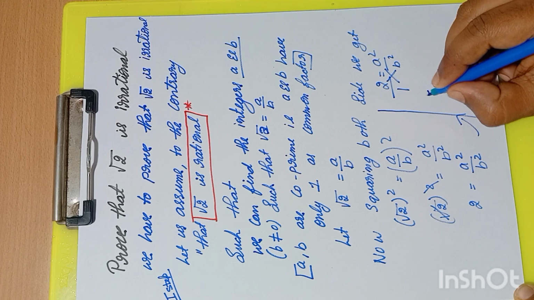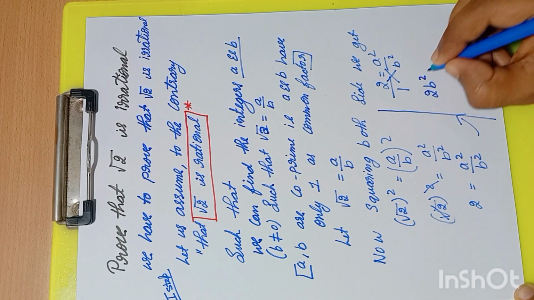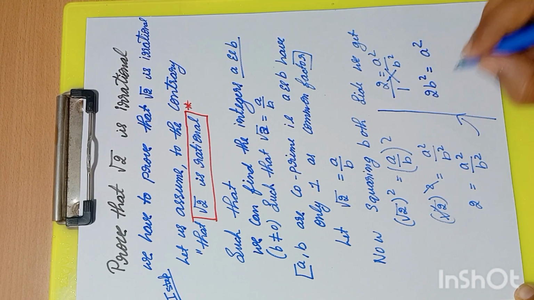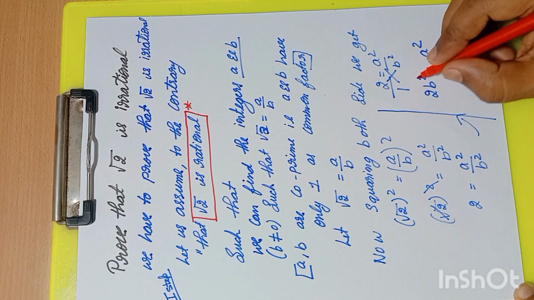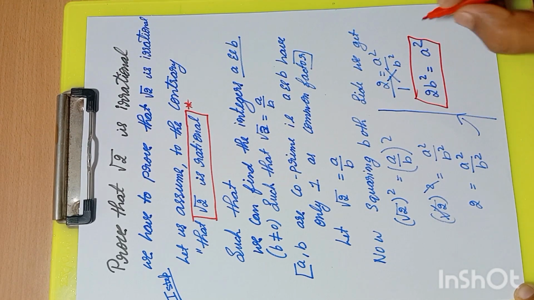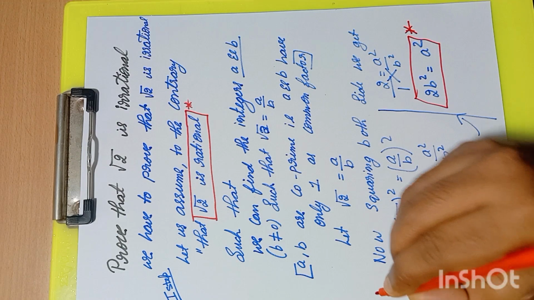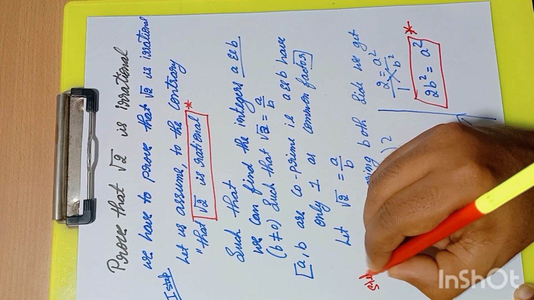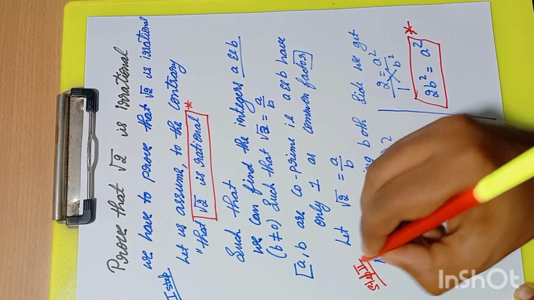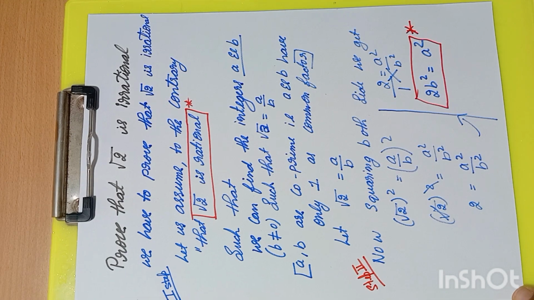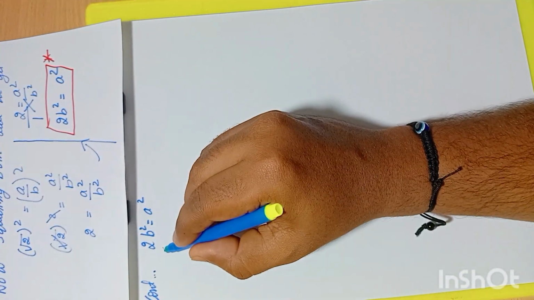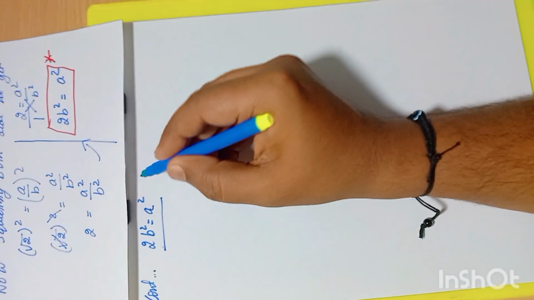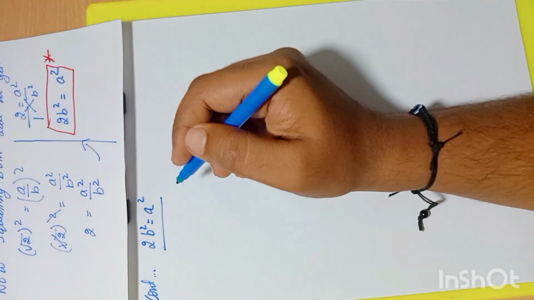2 is in the numerator, nothing is there in the denominator, which means we consider it as 1. So cross multiplication we can take. 2 into b square, that is 2b square equals a square. That is the important point. As an equation we have to take that 2b square is equal to a square.